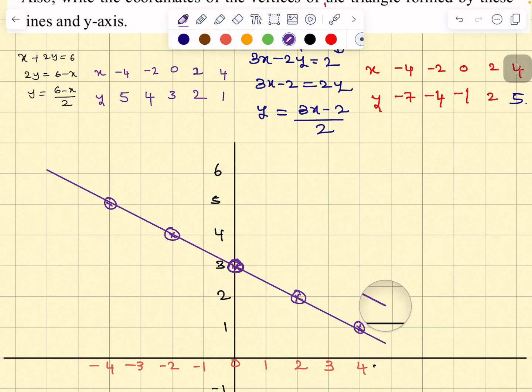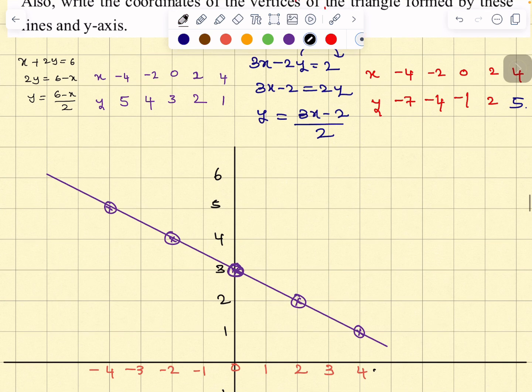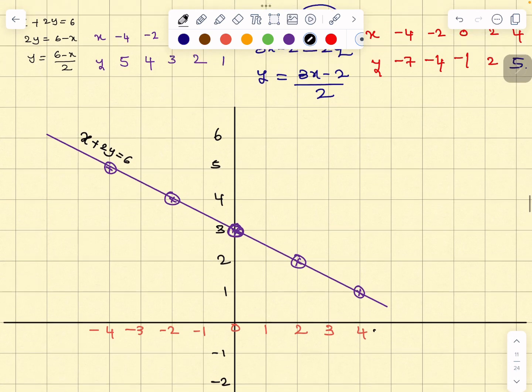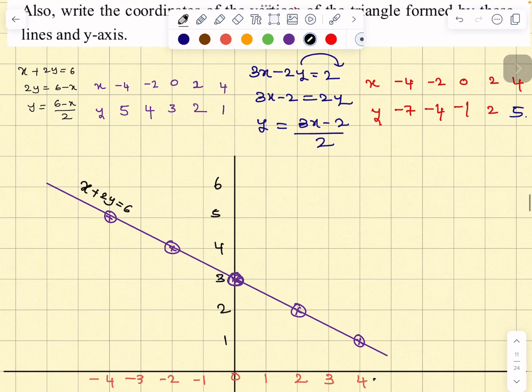Okay, this is the straight line, and this straight line represents the equation 3x minus 2y, no sorry, x plus 2y equal to 6. What is the equation it represents? X plus 2y equal to 6. Similarly, you plot the graph for the next equation.